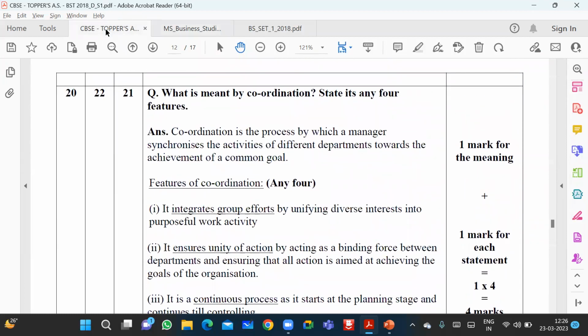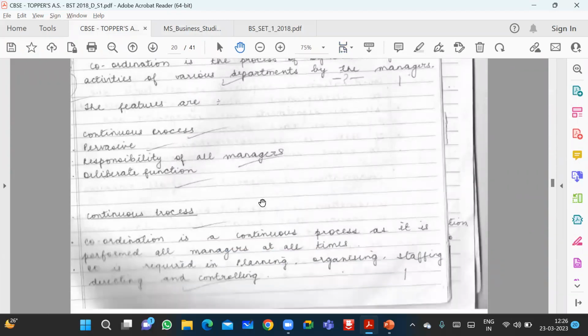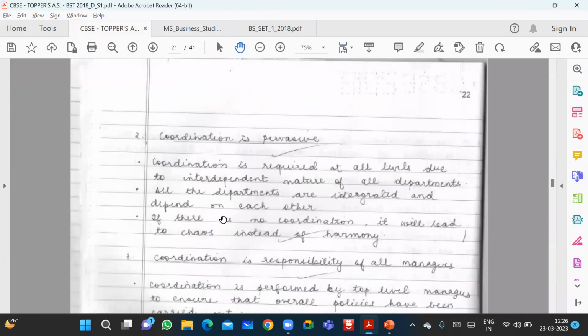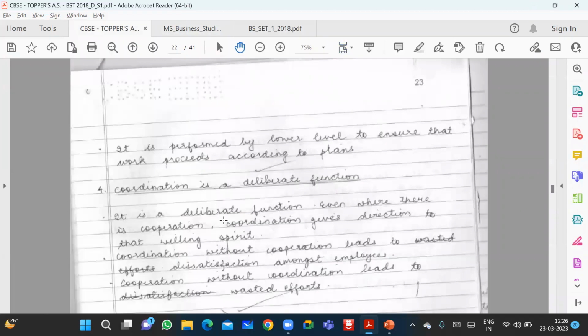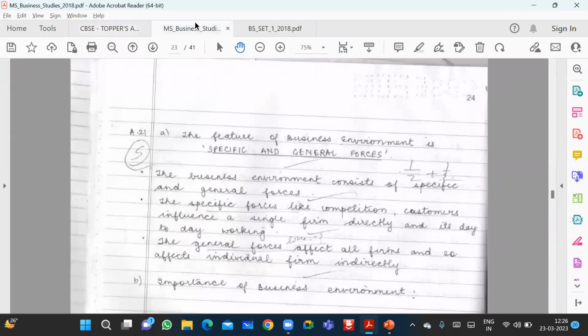So again, the same parameter to write the answer. First, you write the meaning of coordination, for which you will get 1 mark, and then you write 4 features, half mark for writing one heading, and half mark for the explanation. So this way, the students are given the sufficient word limit and completed the answer. And now coming to question number 21.